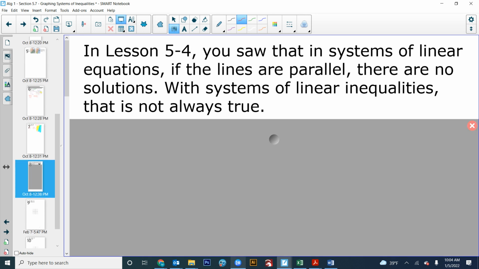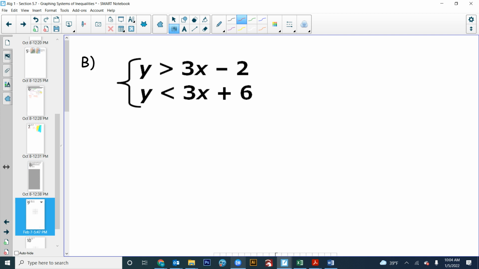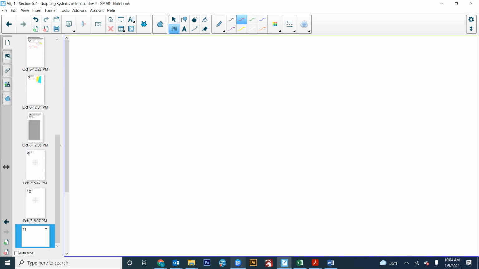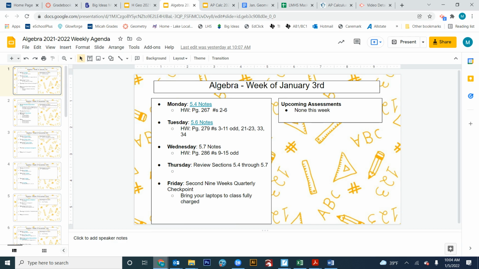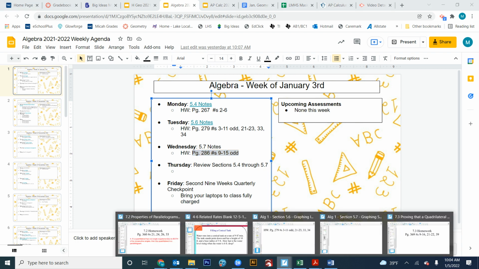We'll wrap this up tomorrow. Got a couple more problems to do. But our homework for tonight: page 286, 9 through 15 odd.